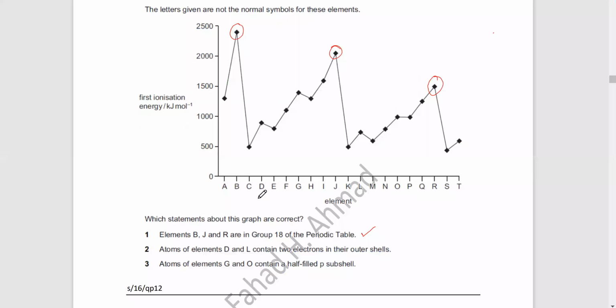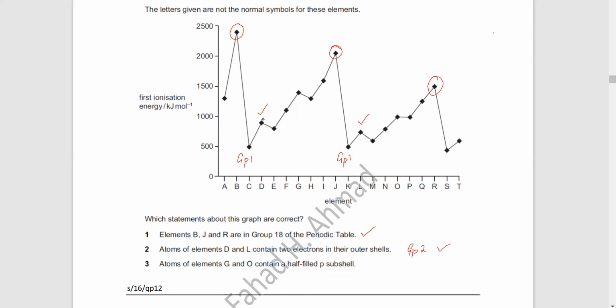So that is true. The next one is atoms of elements D and L contain two electrons in the outer shell. So D has two electrons in the outer shell. That means it's in group two. So this is group one, and this one is group one. The next one is going to be group two. So D, that's definitely group two, and L, that's also group two. So that statement is also correct.